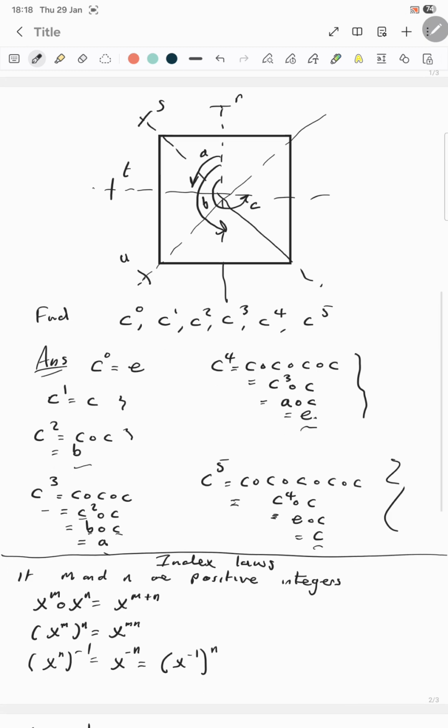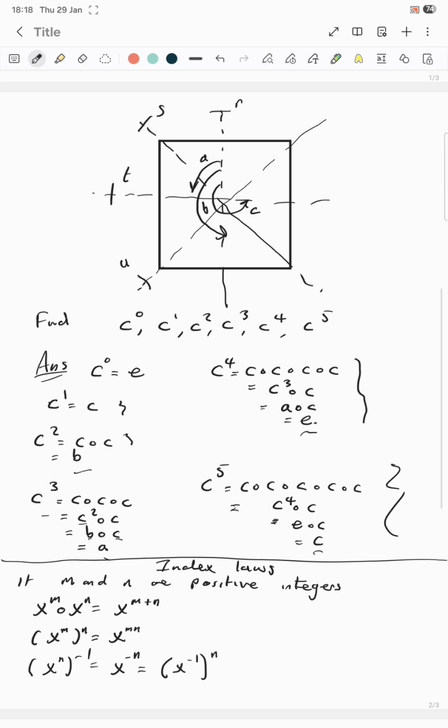Now we have index laws as well. If m and n are positive integers, x^m composed x^n equals x^(m+n), and (x^m)^n equals x^(mn). And (x^n)^(-1) equals x^(-n), which equals (x^(-1))^n.